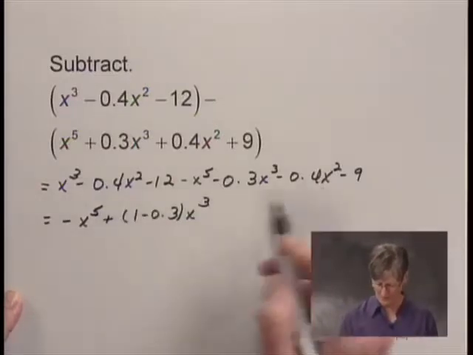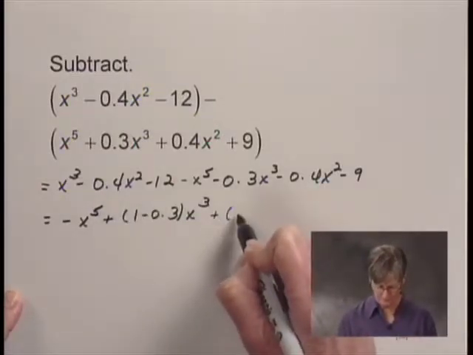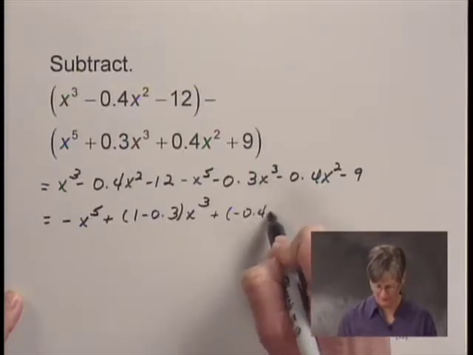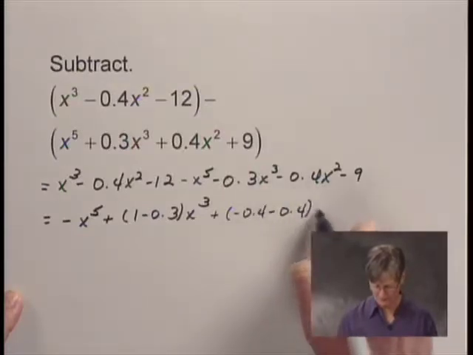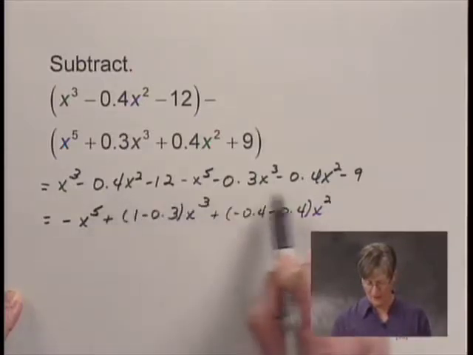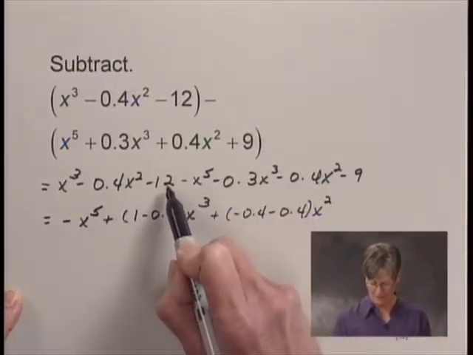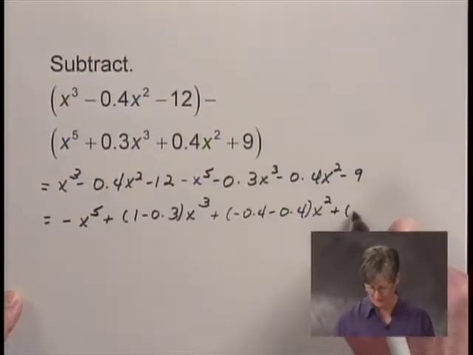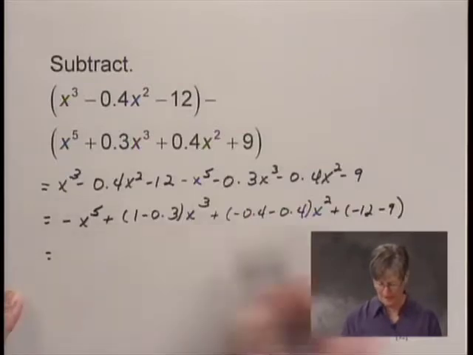Here's an x squared term, and here's another one. So I'll have minus 0.4 minus 0.4 x squared. There are no x terms, but I have the two constant terms, so I'll have plus minus 12 minus 9. And now I just simplify.